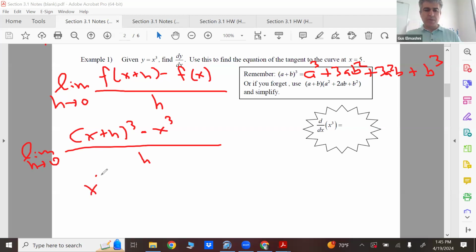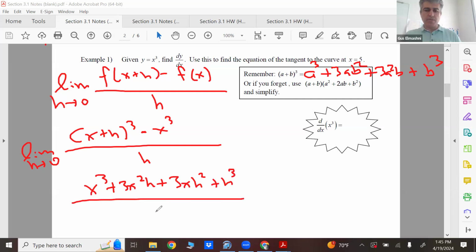So expand this: x cubed plus 3x squared h plus 3x h squared plus h cubed, all over h. Oh, forget about the minus x cubed. Okay, can I cross anything off? Yeah, and they should, because now the top has a bunch of h's that we can factor out.